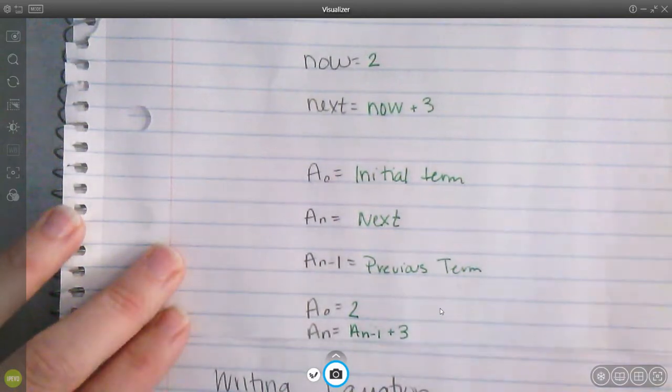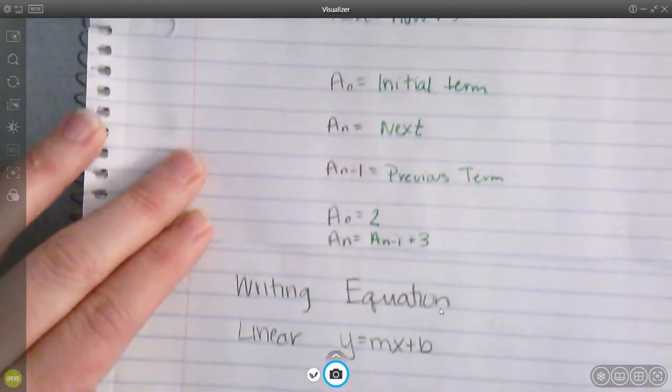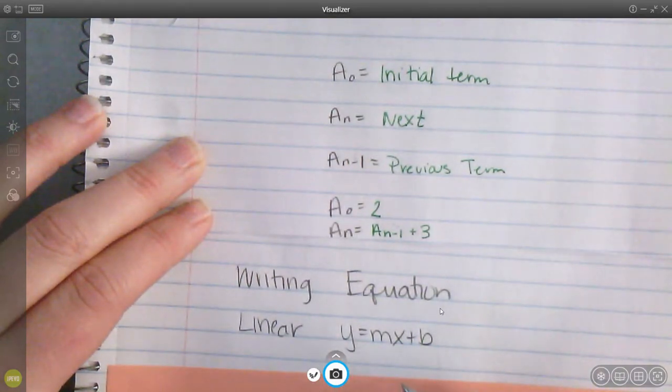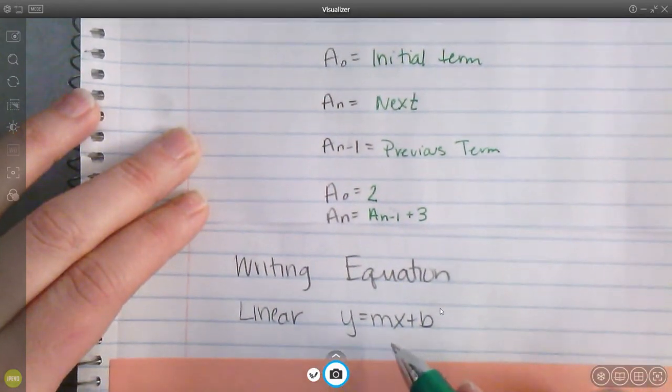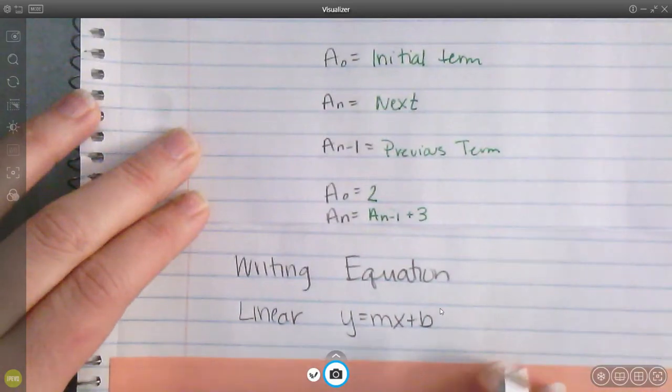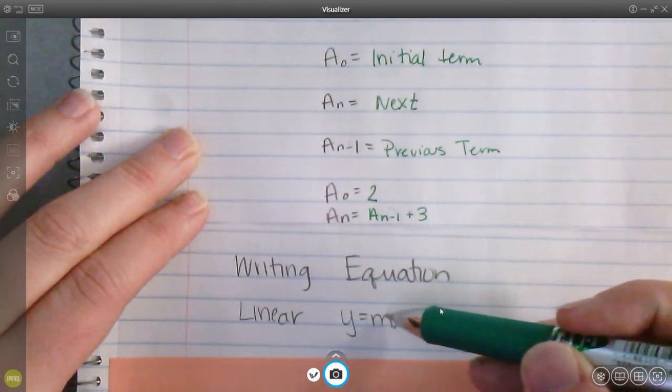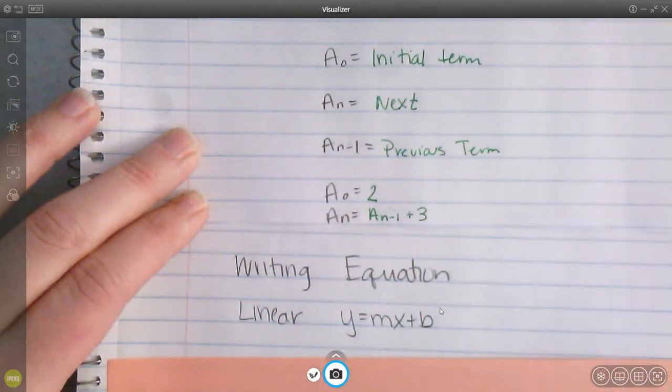Okay, then we can also write an equation for this. When we write an equation, we know it's going to be linear because it has a y-intercept, and then you're adding something to it every time. So just a refresher, b is your y-intercept, m is your slope, or the number that you're adding every time.